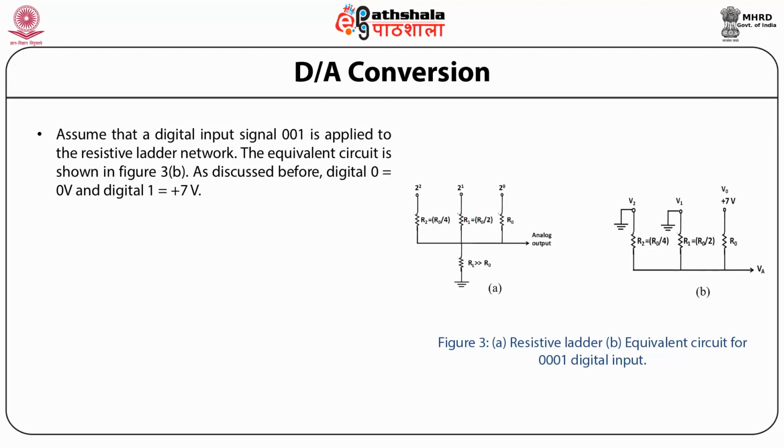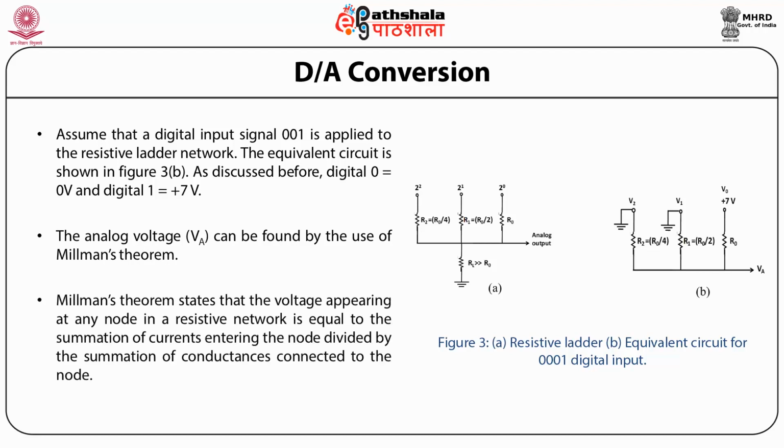Assume that a digital input signal 001 is applied to the resistive ladder network. The equivalent circuit is shown in figure B. As discussed before, digital 0 means 0 volt and digital 1 means plus 7 volt. The analog voltage VA can be found by the use of Millman's theorem.